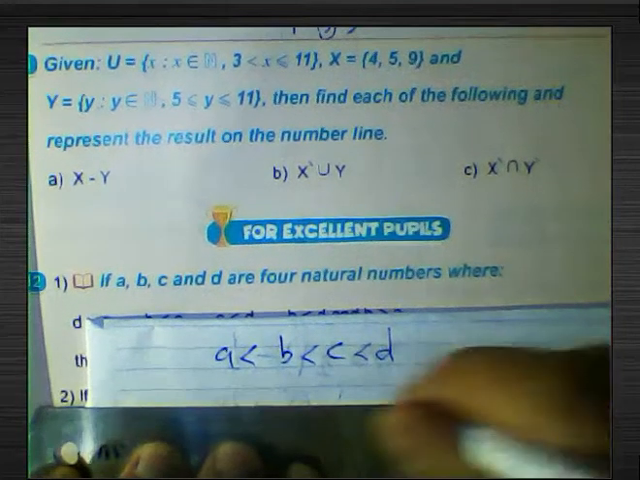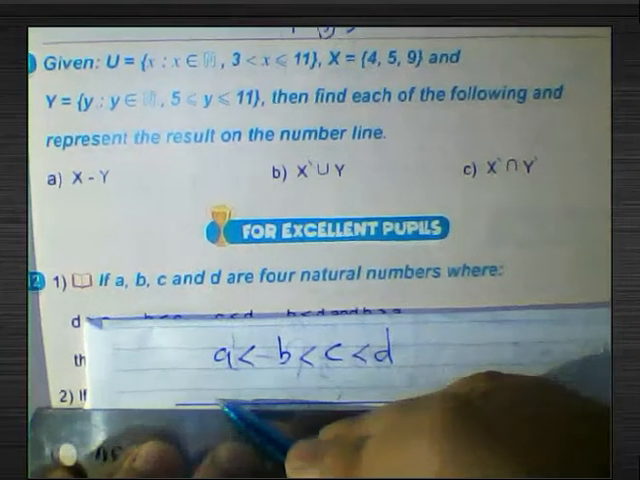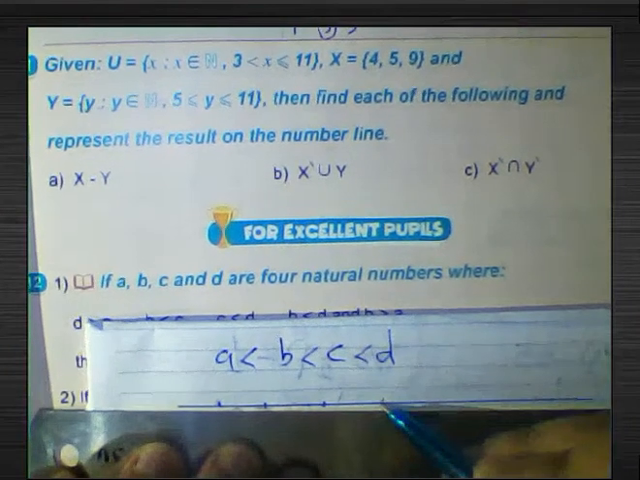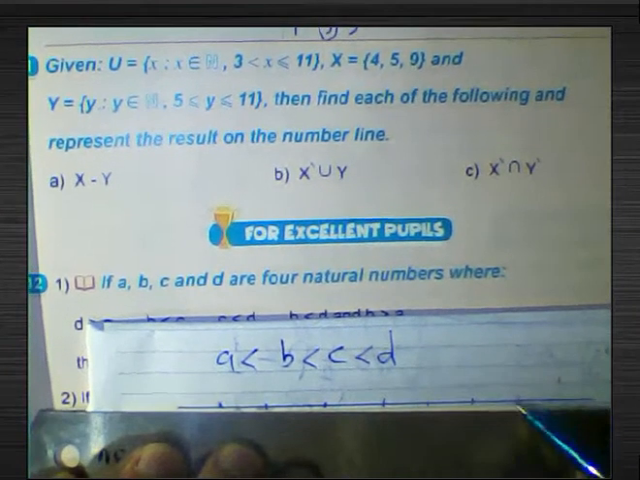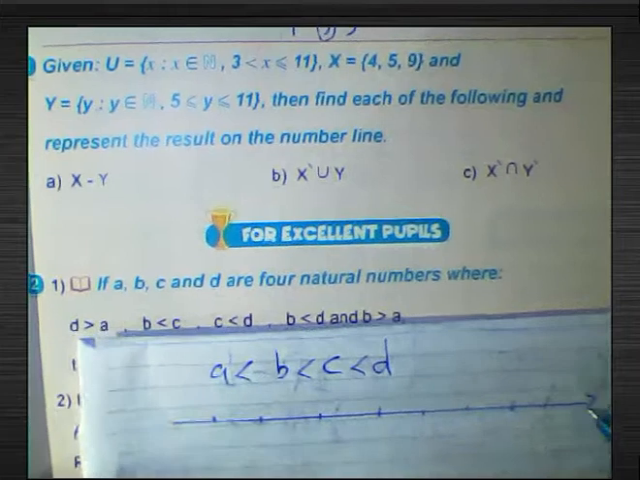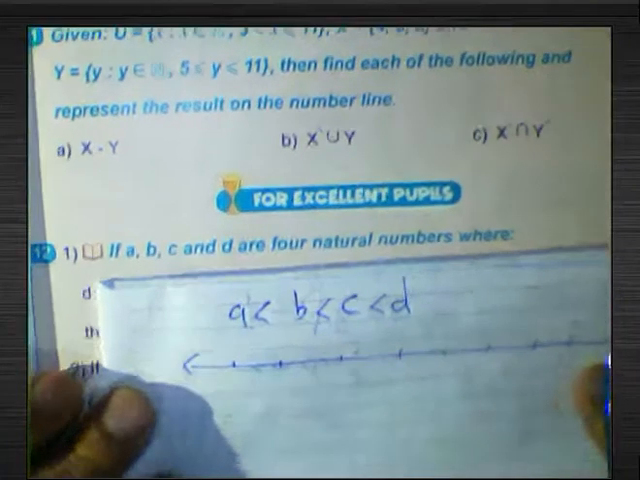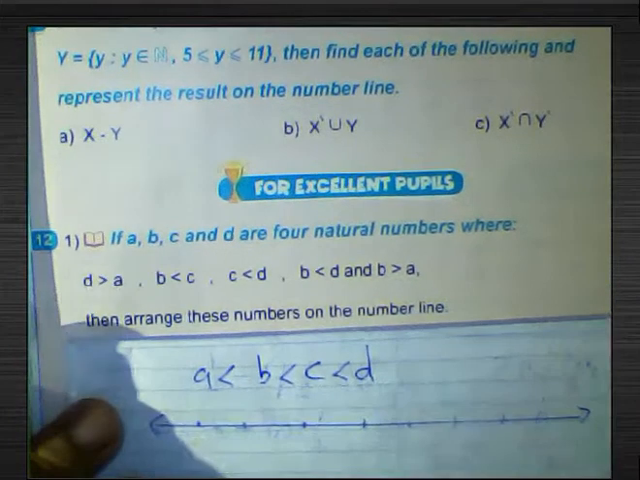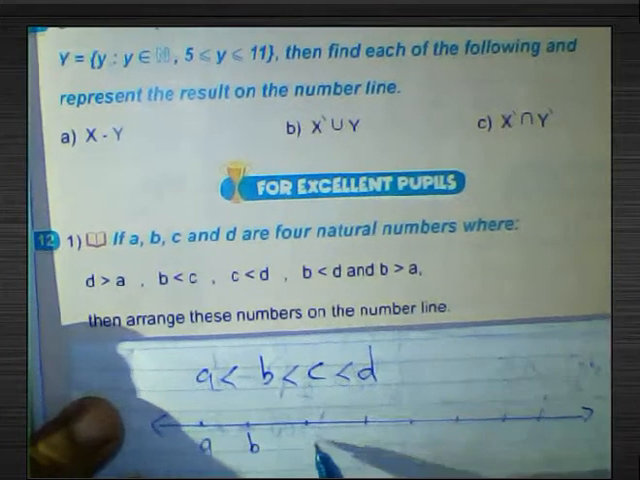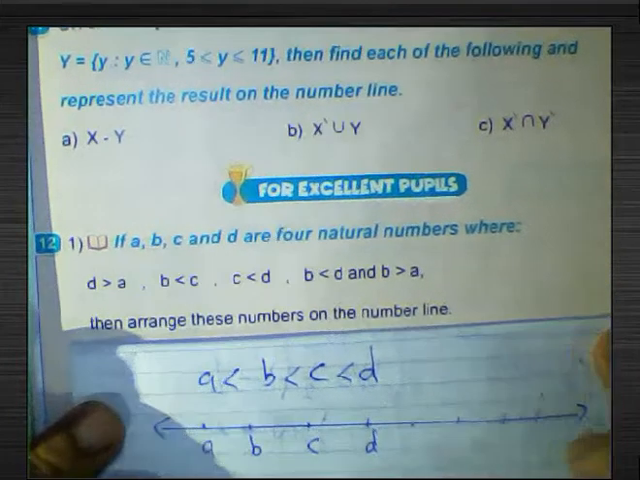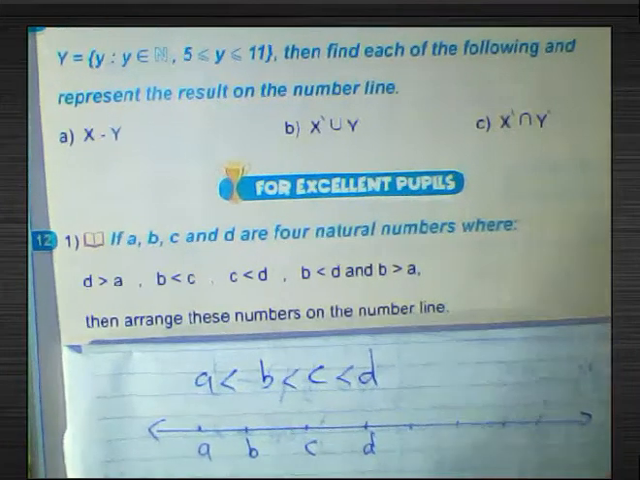Is it okay for you? You can represent all elements here and then arrange them ascendingly: A, B, C, D on the number line, okay?